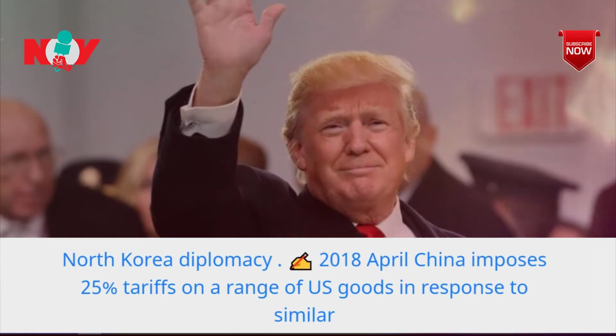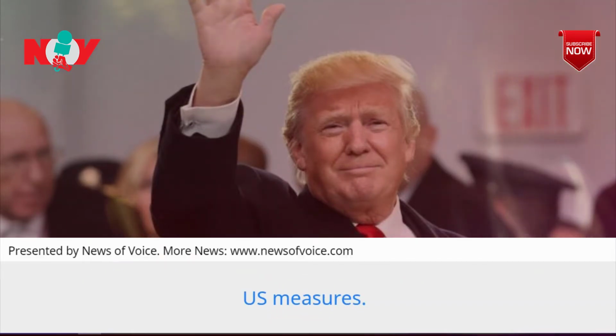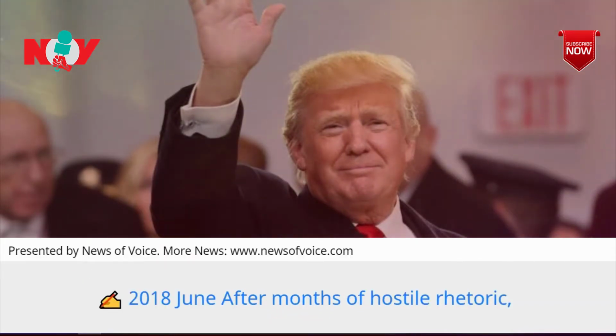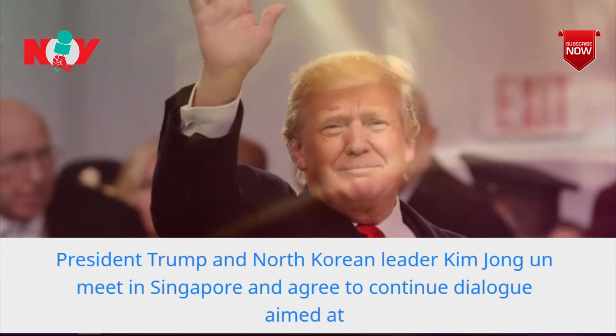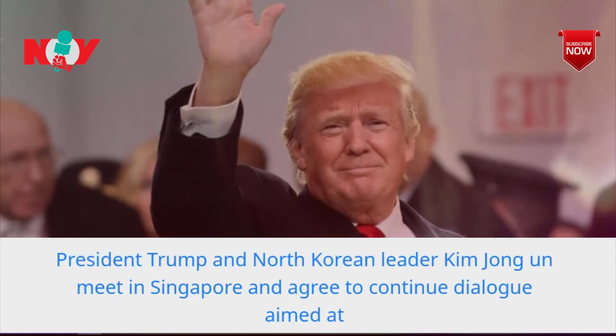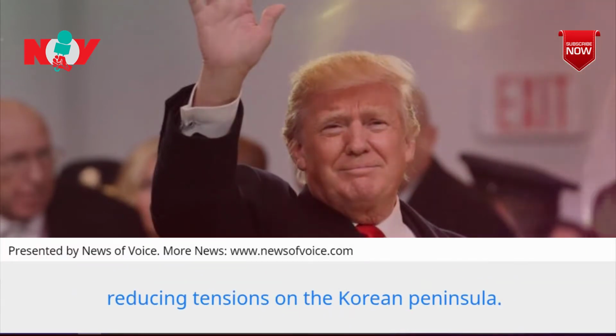China imposes 25% tariffs on a range of U.S. goods in response to similar U.S. measures. 2018 June: After months of hostile rhetoric, President Trump and North Korean leader Kim Jong-un meet in Singapore and agree to continue dialogue aimed at reducing tensions on the Korean peninsula.